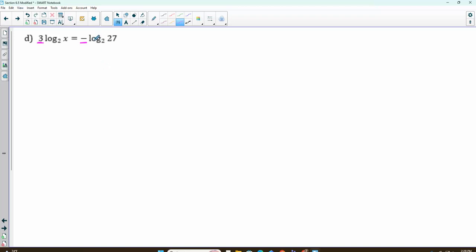So what else can we do? I think it's on that page we were on, the bottom corner. Where else can we put these numbers if I can't just divide them over? Exponent. So this is log base 2 of x cubed equals log base 2 of 27, you could say, to the -1. So now if there's a log on each side, what can we do with it?